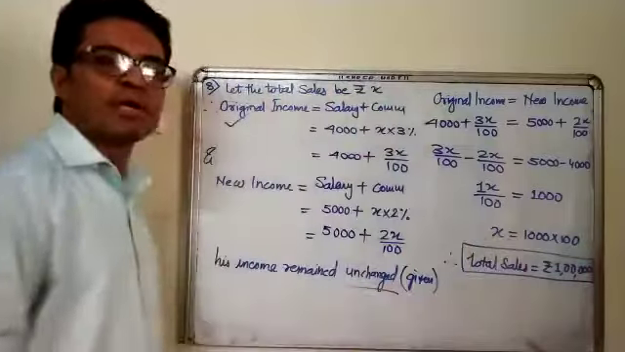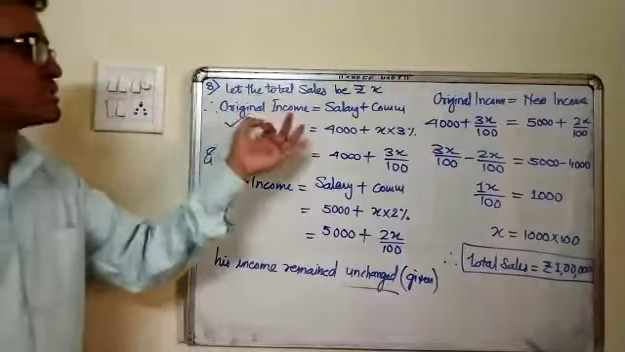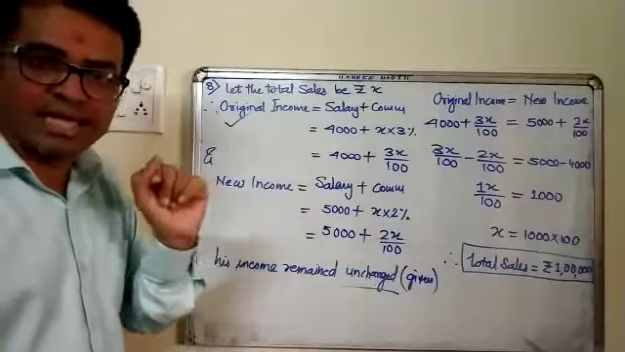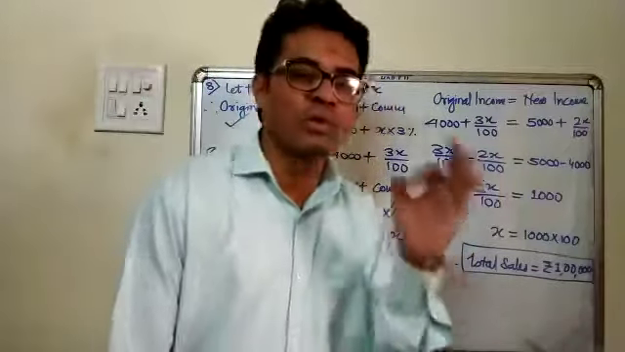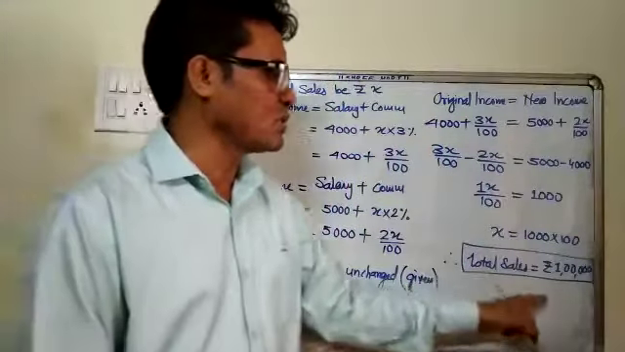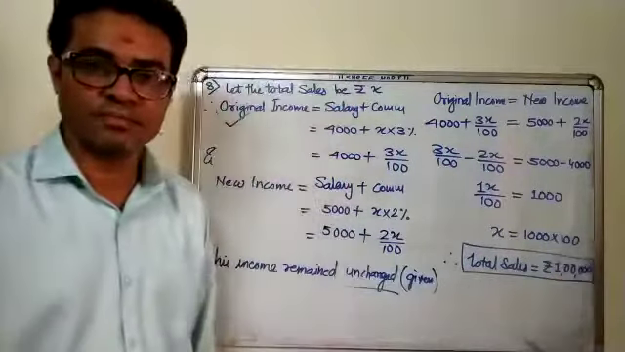So this is the requirement of the question. Sales, total sales find करना था, तो total sales X, but here X is 1 lakh. So your required answer is total sales, and total sales is rupees 1 lakh. Understood?